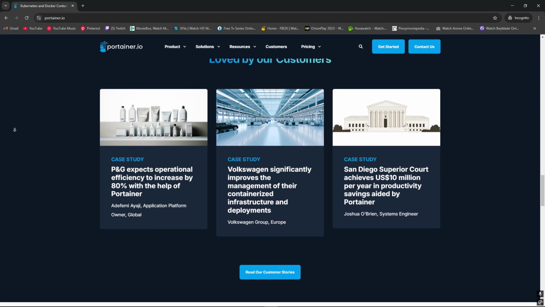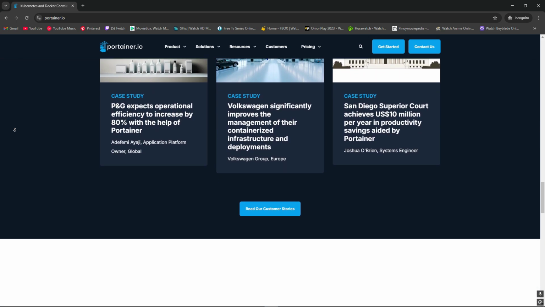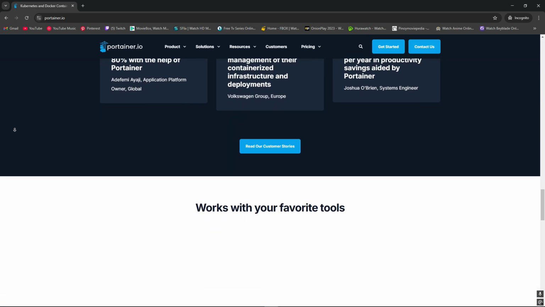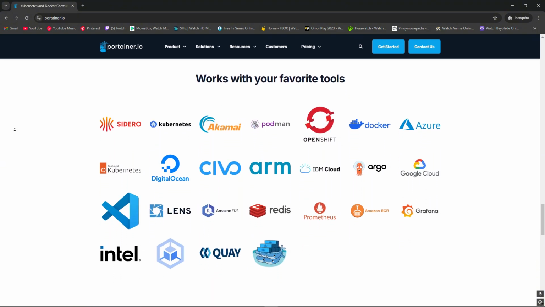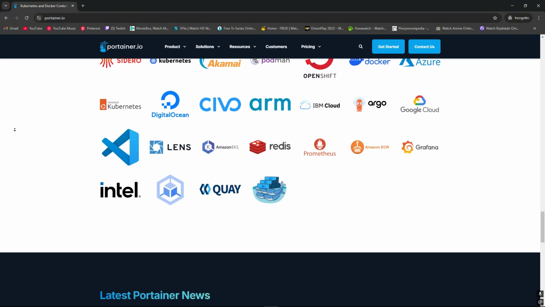All in all, Portainer is a tool for managing your Docker environment, while Coolify is a platform for deploying applications. You could use Coolify to deploy applications and Portainer to monitor the running containers.